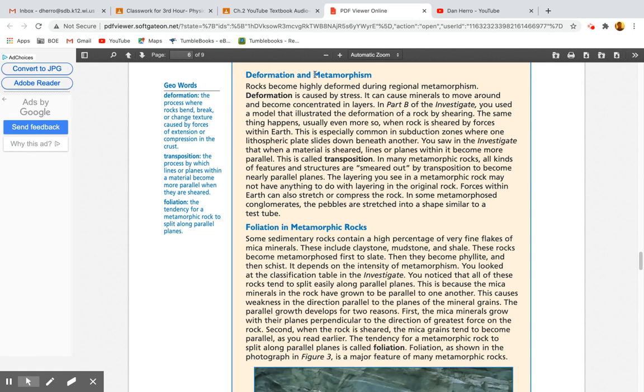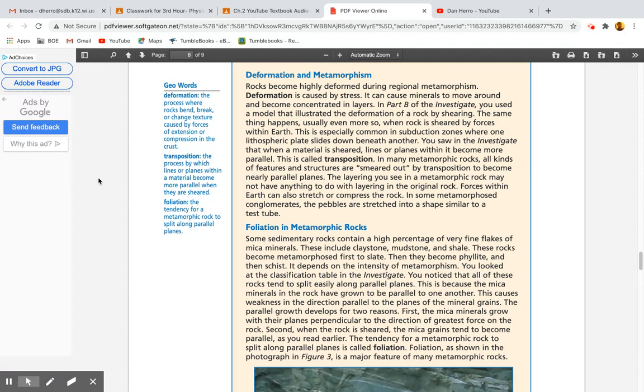Deformation and metamorphism. Rocks become highly deformed during regional metamorphism. Deformation is caused by stress. It can cause minerals to move around and become concentrated in layers.